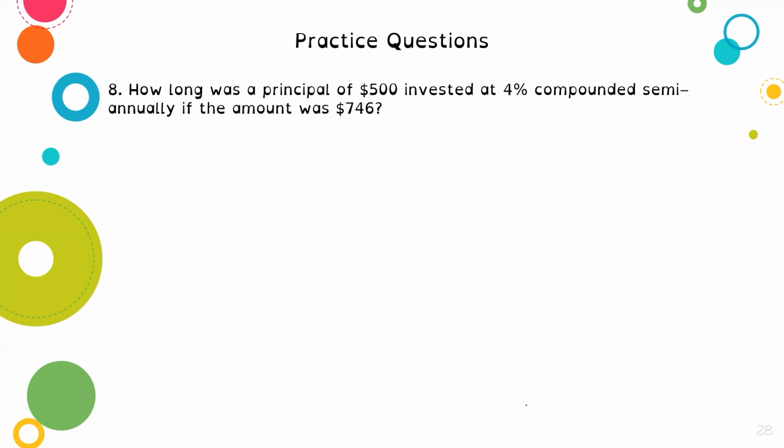All right, and number 8: how long was the principal of 500 invested at 4% compounded semi-annually if the amount was 746? This is our last one of these kinds. There are lots of different ways that these questions can be situated. So I'm giving you lots of practice, but we got to race through it so that we have enough time to do our last 2 lessons.